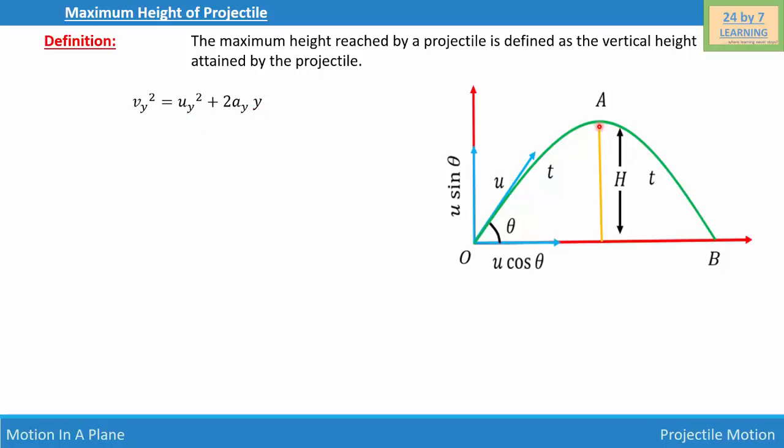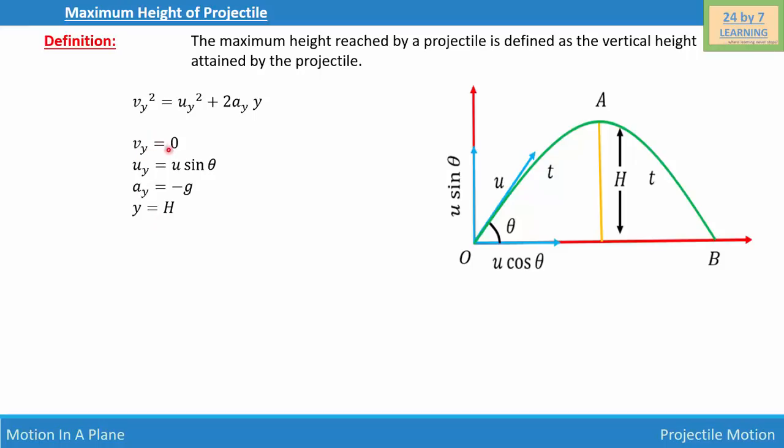Now we know that the velocity at the point A will be 0, so we will write Vy is equal to 0. And the initial velocity of the projectile is basically u sine theta. Now ay is negative g because gravity always acts towards the center of the earth. And y is basically the height because we are trying to find the maximum height attained by the projectile.